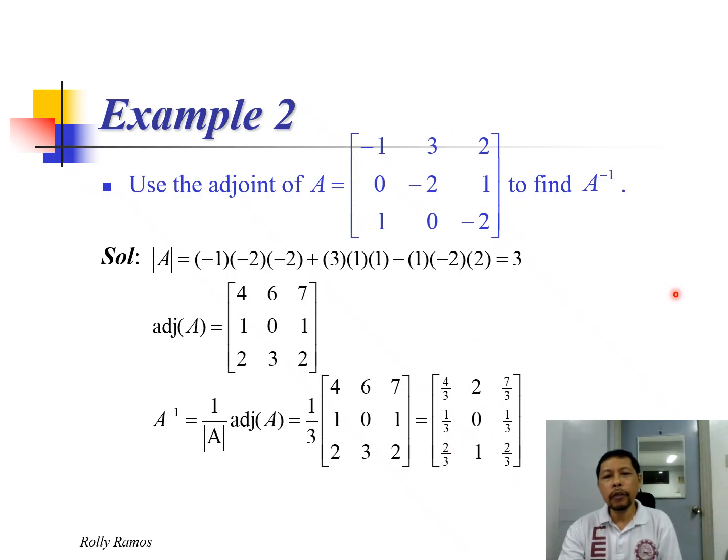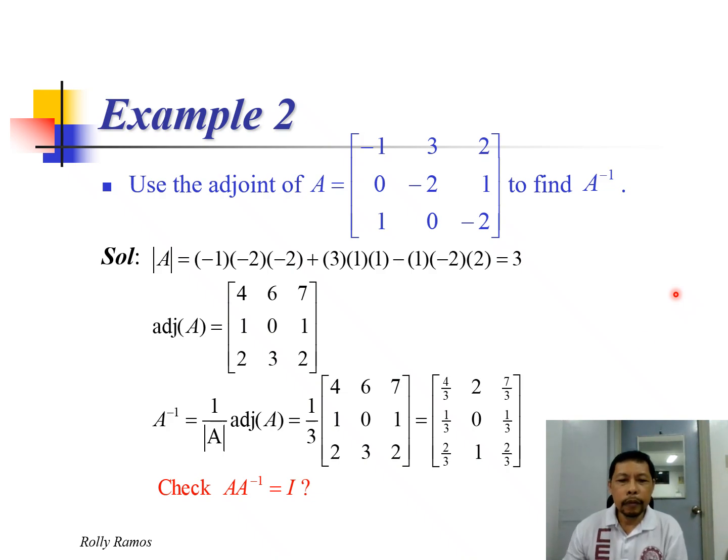So that is one application of determinants, finding the inverse of a matrix. To check whether you got the correct inverse, you multiply the original matrix by the matrix you obtained and check whether it is an identity matrix. If not, then the inverse you computed is not correct. The product of a matrix and its inverse must always be equal to an identity matrix.